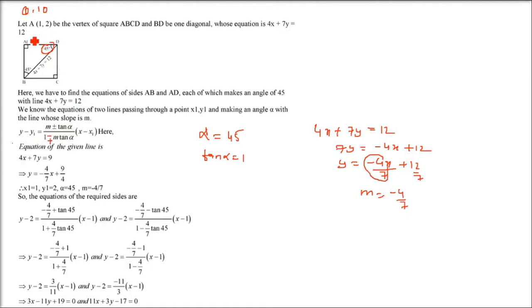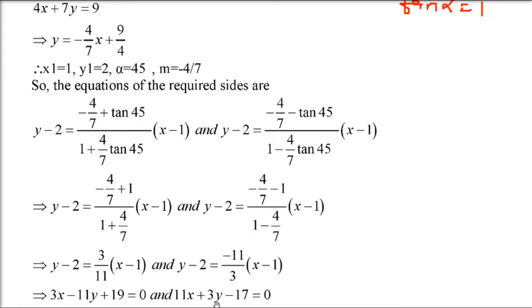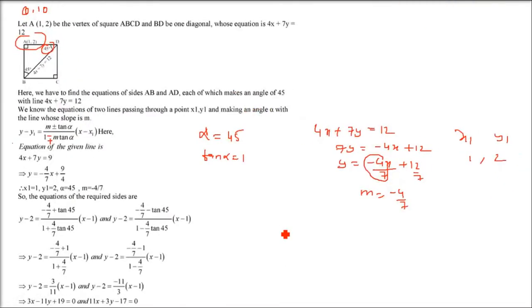m is known, tan alpha is known. So just put x1 as 1 and y1 as 2. Just put it in the formula, m as -4/7, and then y minus y1, x minus x1, where x1, y1 is also known to us. Plus minus, minus plus you can take. So this is the final equation. These two equations are going to come.